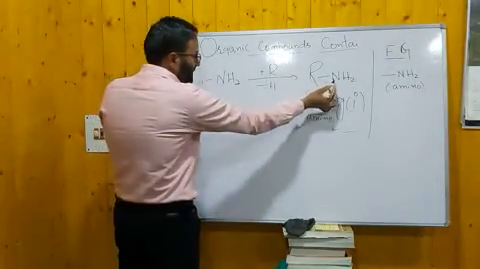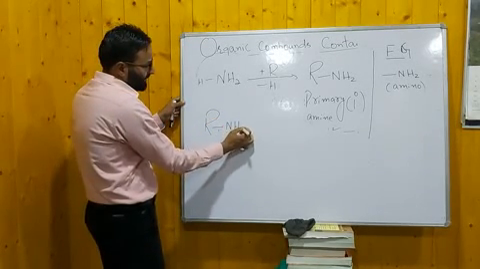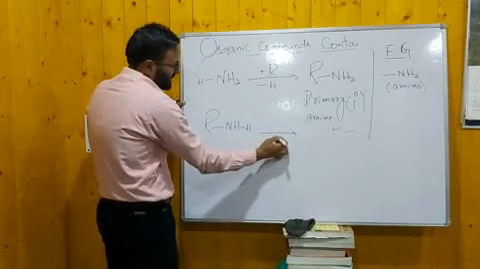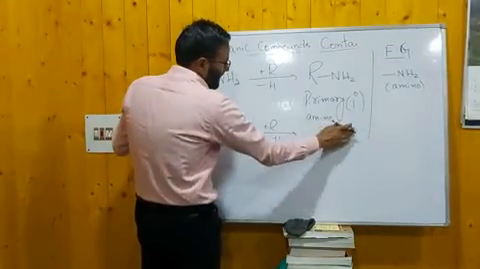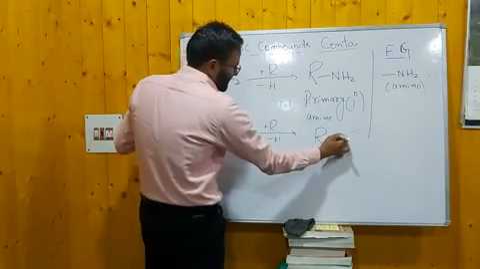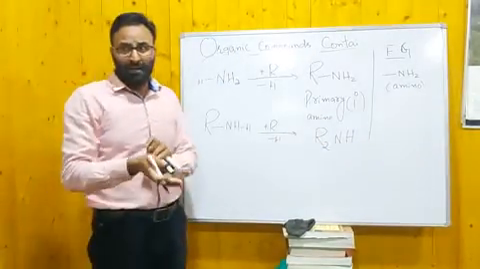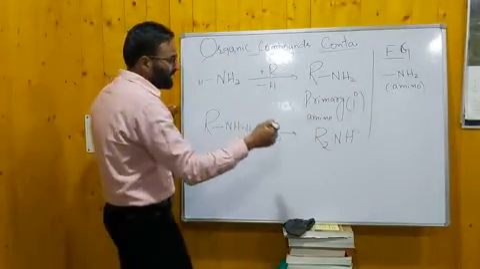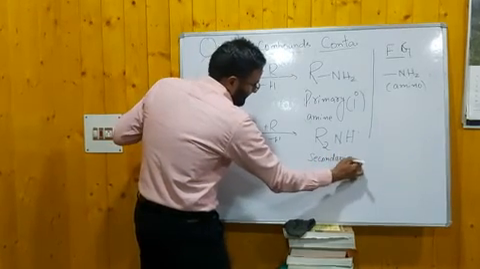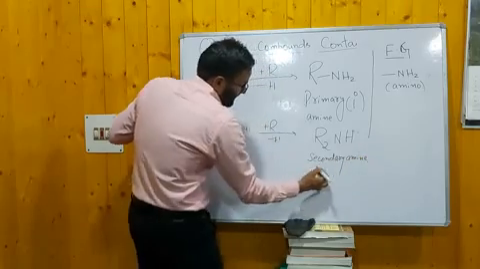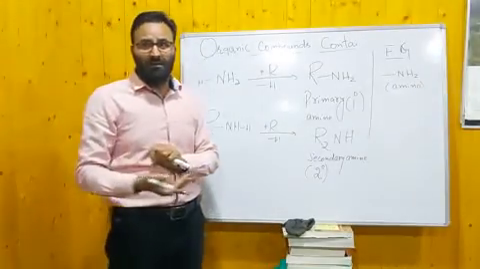Now, if you take the primary amine and replace the hydrogen by another R, what you will have? You will have R2NH. When you replace another hydrogen by another R, you will have another amine, and this amine is known as secondary amine, or you can say it is the 2 degree amine.